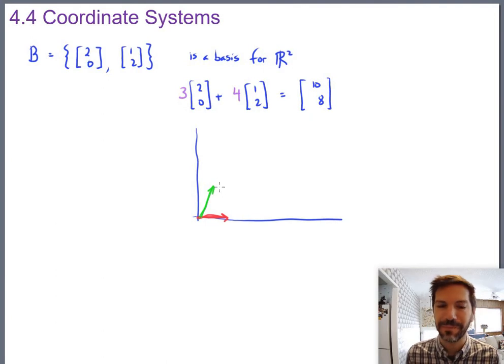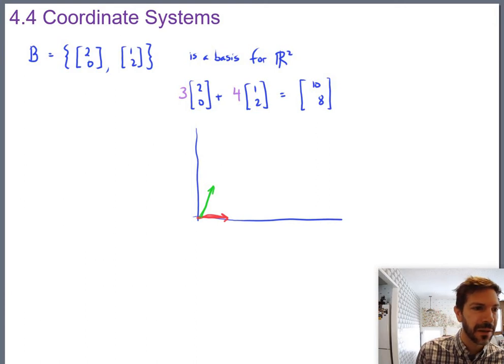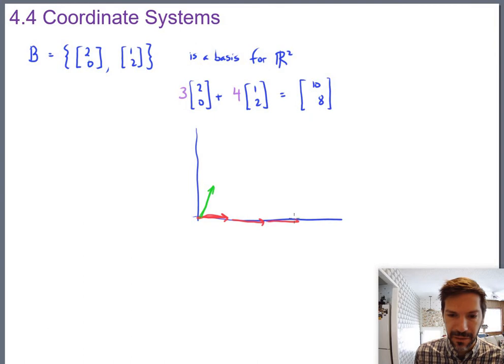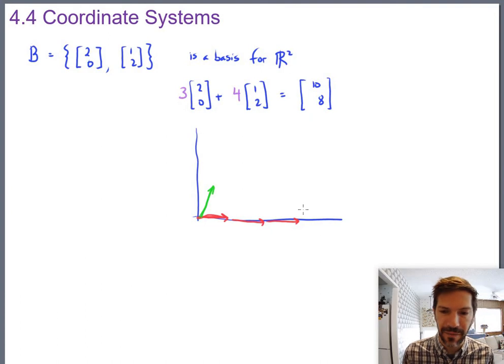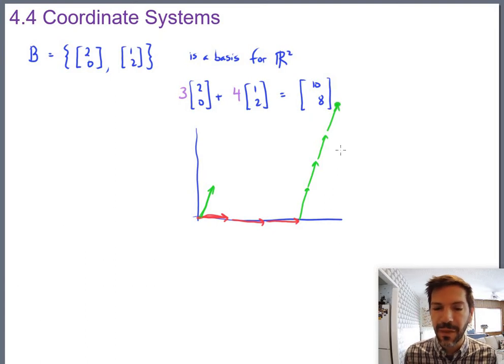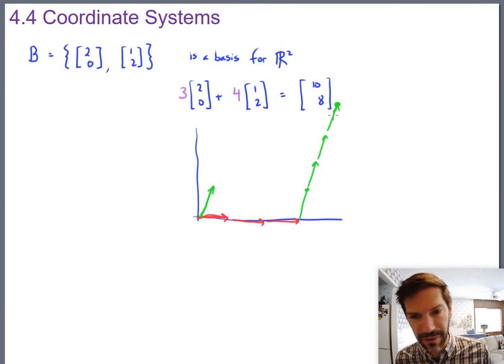Looks about like that. And what we just did was take 3 of the red vector. So we did 1, 2, 3 of the red vector, and onto that we added 4 of the green vectors. And keep in mind, when you add vectors, you go tip to tail. So 1, 2, 3, 4, and we ended up right there. And again, in normal coordinate space, we would say we ended up going 10 over and 8 up to get there.